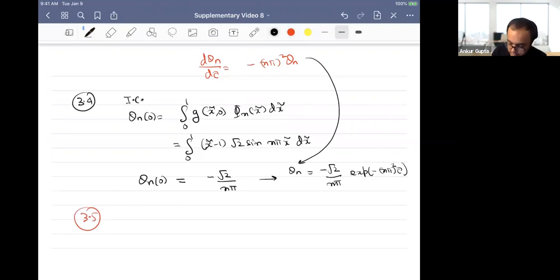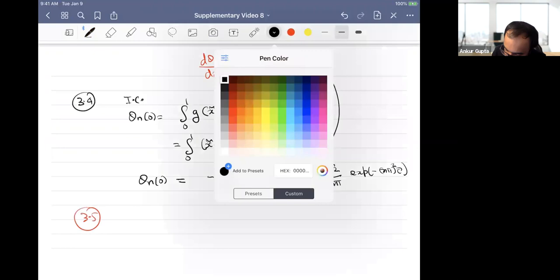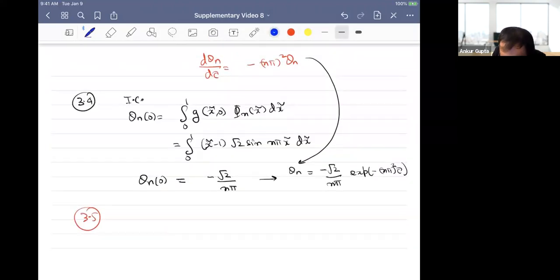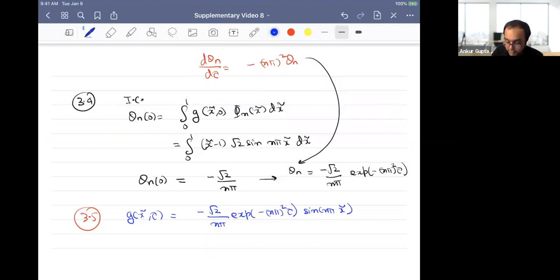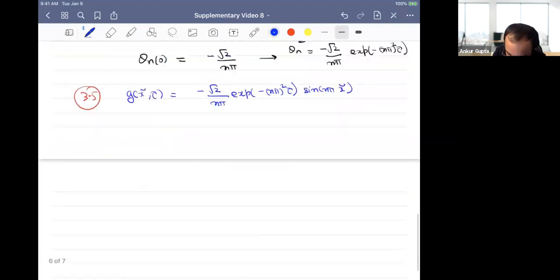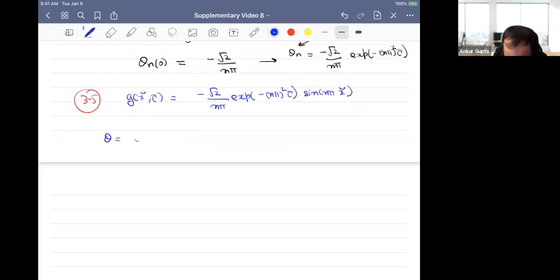Okay. So we found the g. Now we found the g. The g essentially here becomes g of x tilde comma tau is minus root 2 by n pi exponential minus n pi square into tau times sine of n pi x. But now for the value of theta, finally, we have f of x plus g of x, tau.